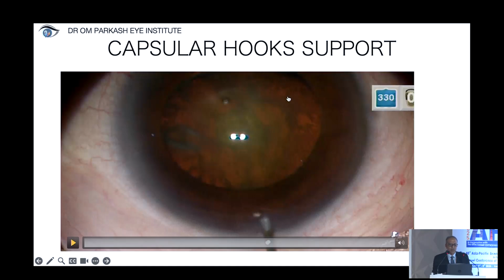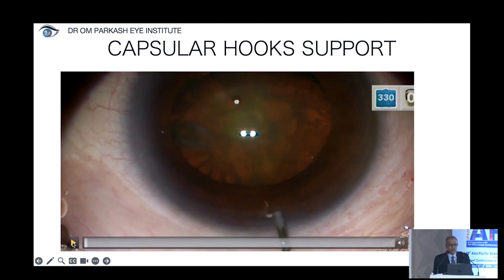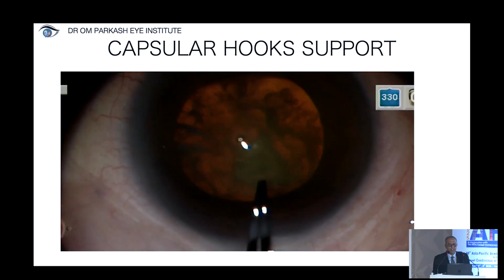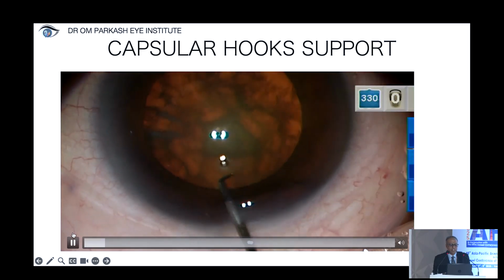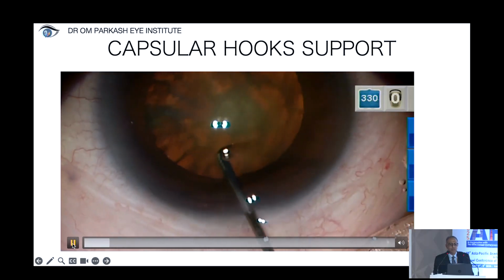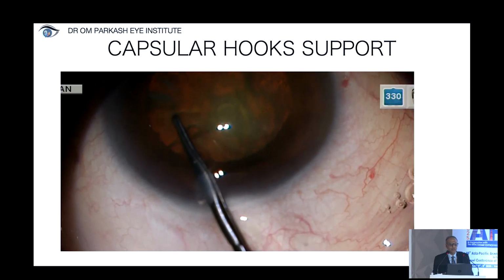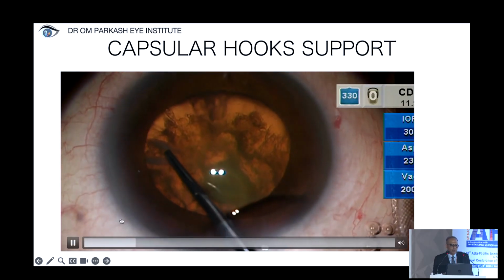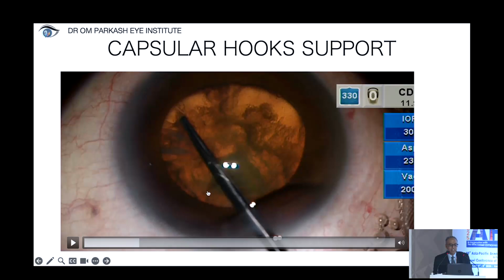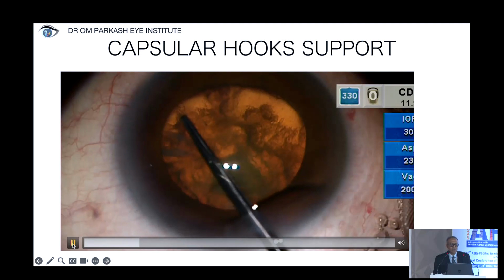This patient, you will find, has some bit of subluxation in this part. First of all, the most important point is that we start farthest away from the point where the zonular weakness is there. The initiation has to be in that direction, and I find that it is difficult. With stable chamber settings, you can use a pointed chopper or a pointed cystitome to your advantage. Then you can start doing this, and once you have created at least 1 to 2 clock hours of rhexis and the flap of rhexis, this is the time when you can insert a capsular hook.